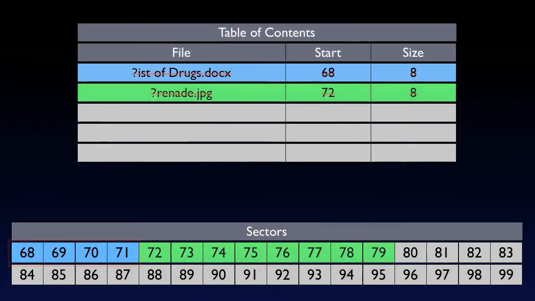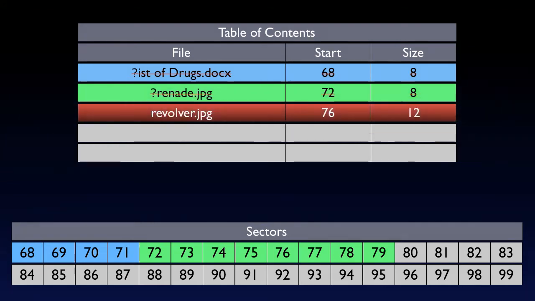So if I delete the grenade picture, again, all that happens is in the table of contents, it changes the first character of the file name, but the file is still there. Now, if I save another file, and in this case, it's a picture of a revolver, and it's 12 pages.